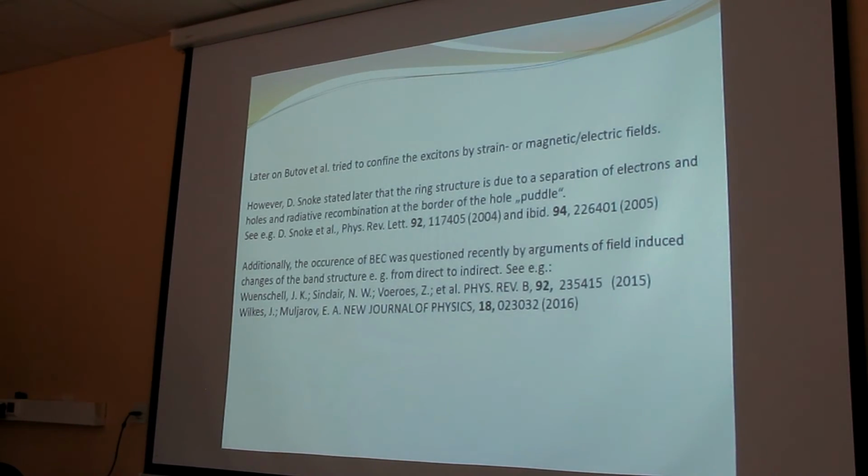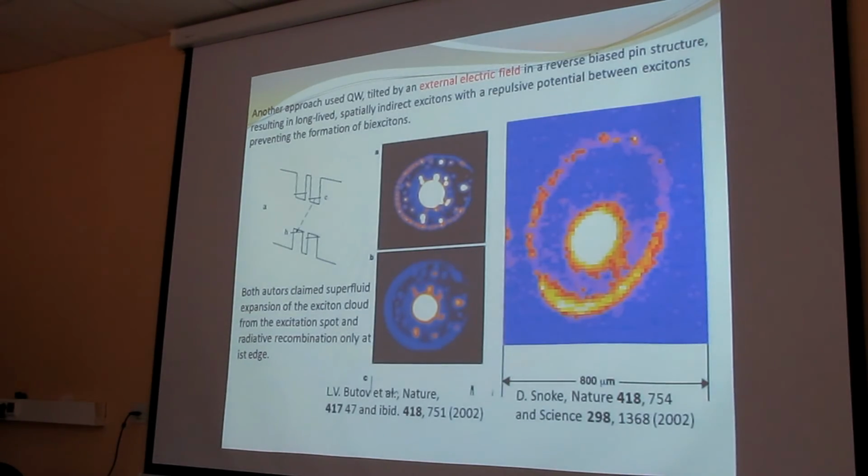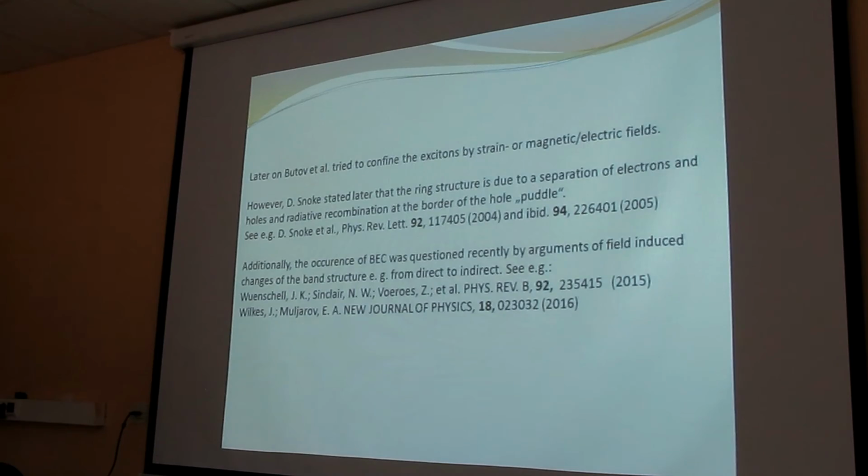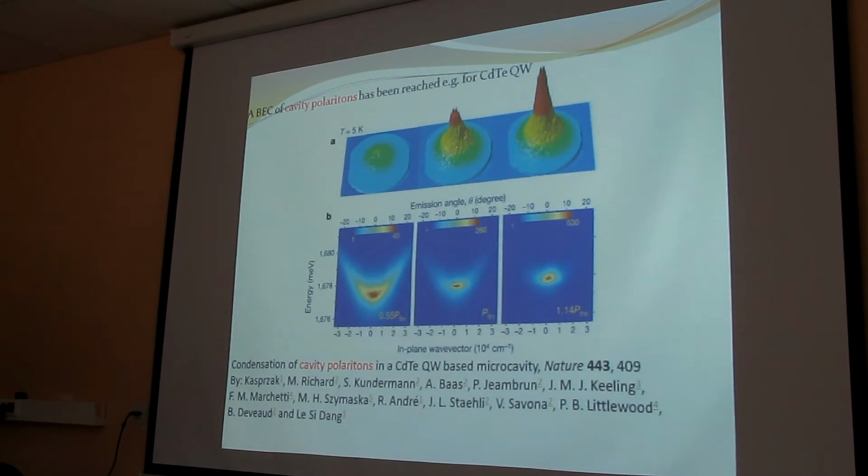Snoke stated later that this ring structure has nothing to do with the superfluid expansion, but he gave the following argument. He said the electrons may tunnel out here because they are light particles. The holes cannot tunnel out because they are much heavier, so there is a puddle of holes left, and just at the border of this puddle of holes, when an electron comes in, he gets the luminescence. And recently Heinrich Stolz also told me that it is more or less nonsense to attribute this ring to a Bose-Einstein condensation.